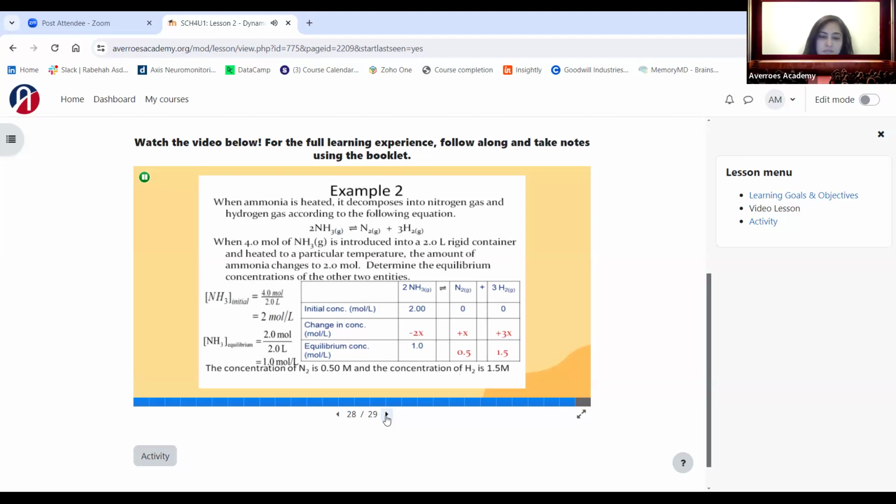And we can use that value of x, multiply it by the coefficients to get our final equilibrium concentrations, which we get 0.5, and then 3 times 0.5 is 1.5. So the concentration of N2 is 0.5 moles, and the concentration of H2 is 1.5 moles.